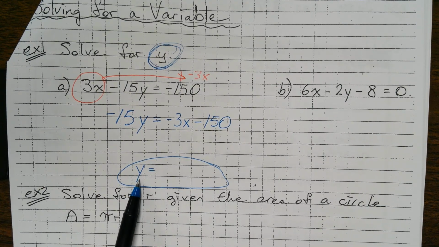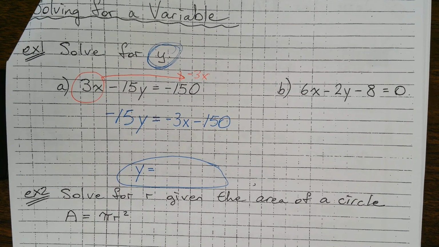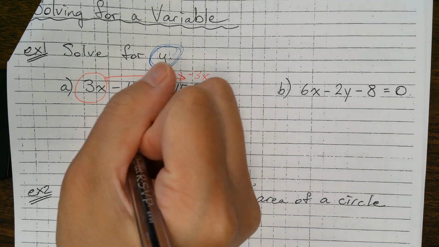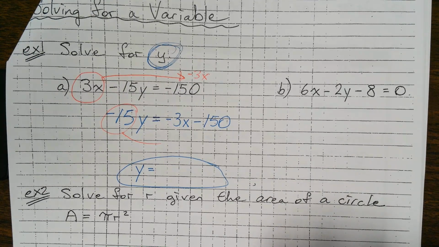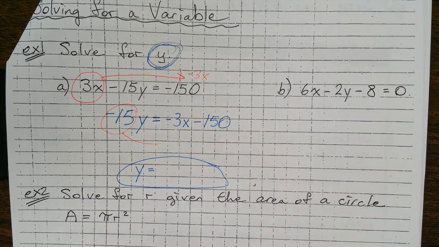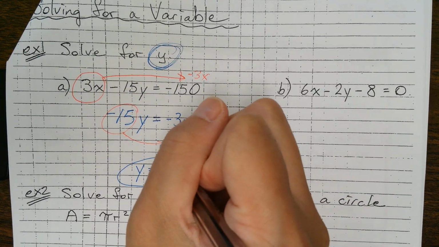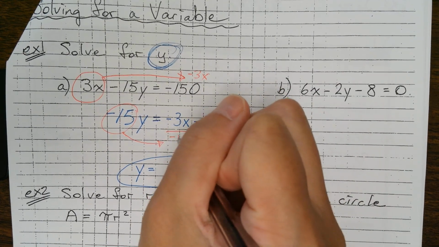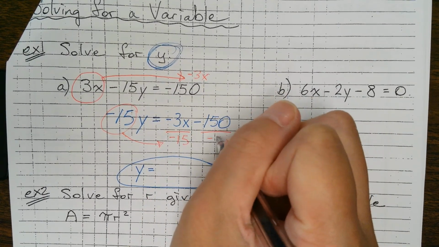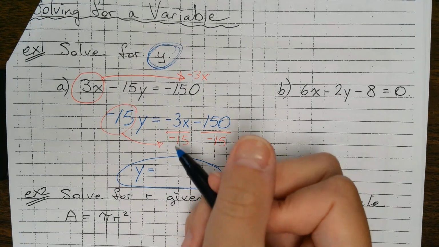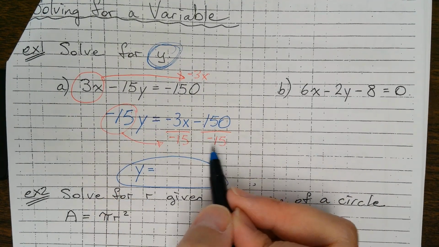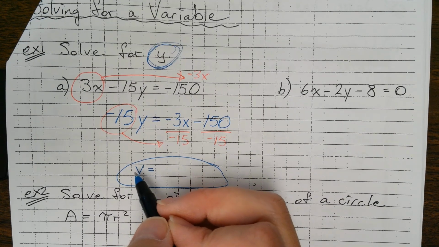Next step, I still want the y by itself. So what else do I have to move away? Move the negative 15. Good. By doing what? Divide. Yeah, so divide everything by negative 15. So divide this term by negative 15, divide this term by negative 15. So divide both terms. After I move that negative 15 over, I'm just left with the y.